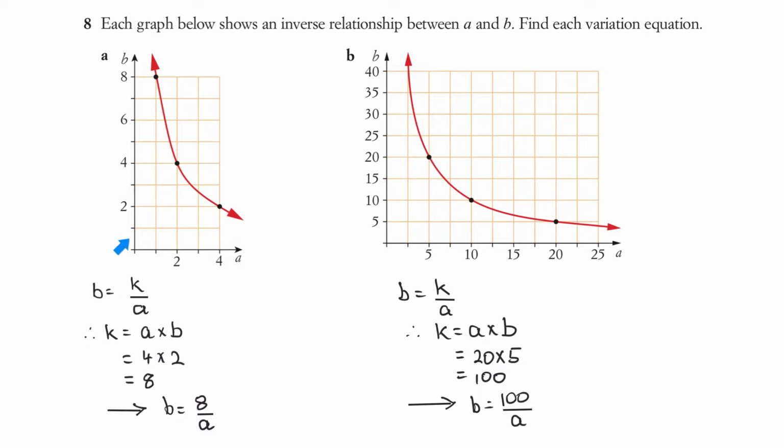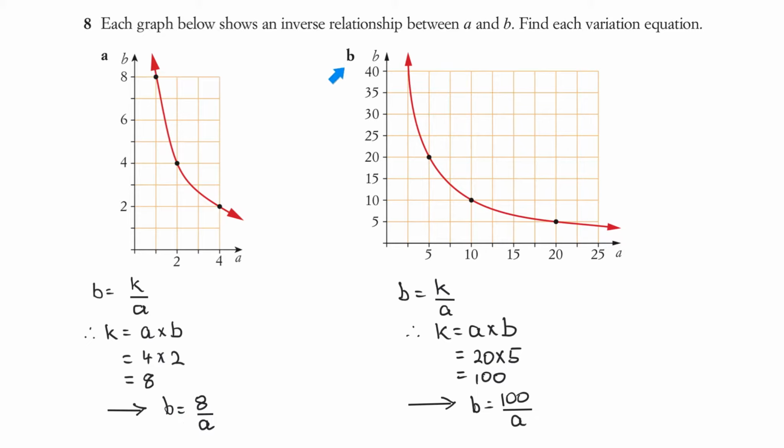We've got B on the y-axis and A on the x-axis. So we've got B equals K on A. Why do we put K on A? Because it says it's an inverse relationship. Therefore, K equals A times B. Now we can work that from the graph. We can see that when A is 2, B is 4. So K is equal to 8. We can rewrite that as B equals 8 on A.